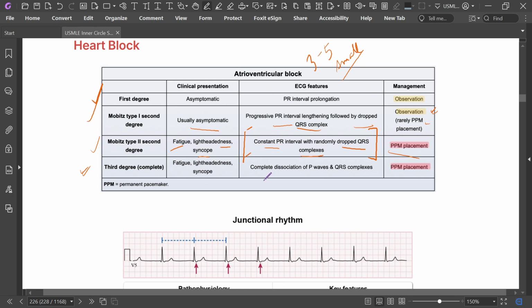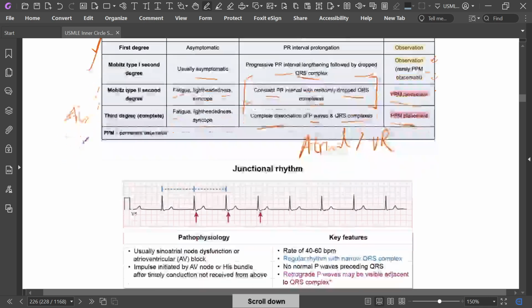And the third degree heart block is a complete dissociation of the P wave and QRS complex. The atrial rate is more than the ventricular rate, and in third degree AV block, a permanent pacemaker is the treatment.